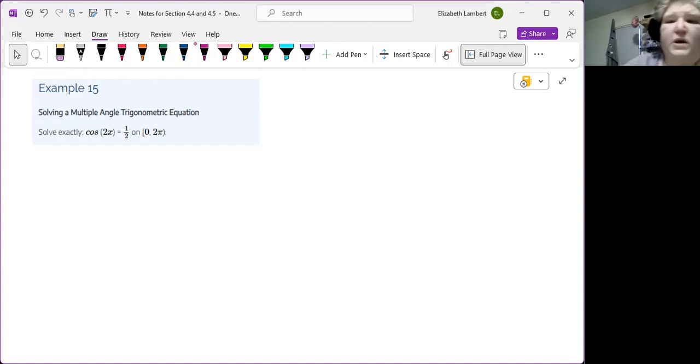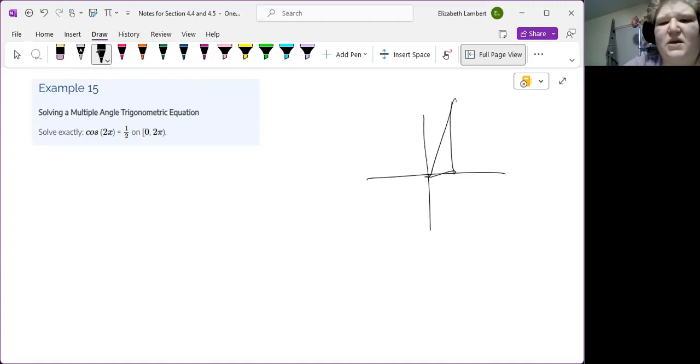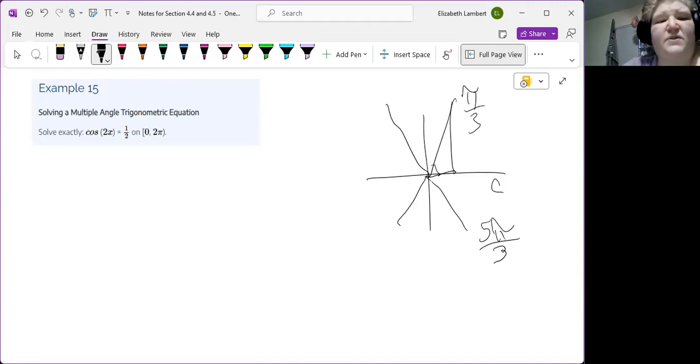additions. So where's cosine 1/2? All right, so cosine 1/2 is short side with long side. So this is 60 degrees, so this is pi over 3, and 5 pi over 3. Because remember, all students take calculus, cosine's positive down there in quadrant 4.